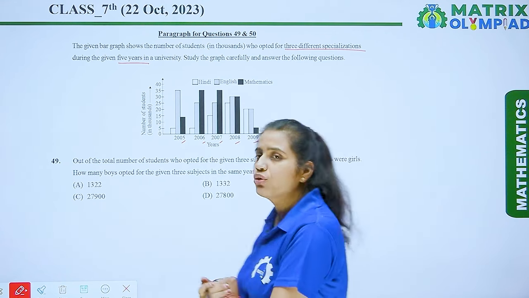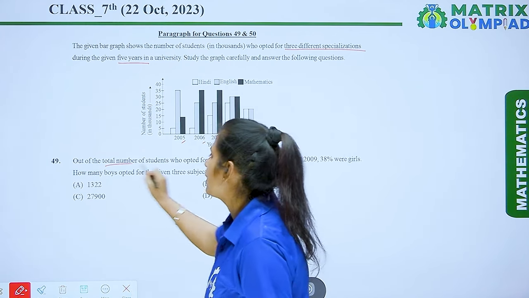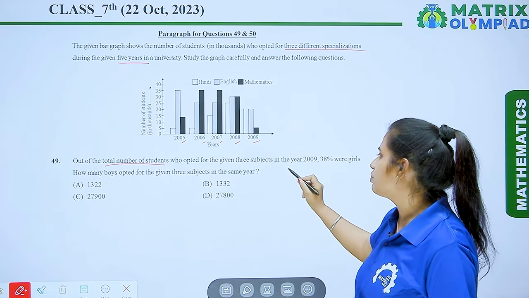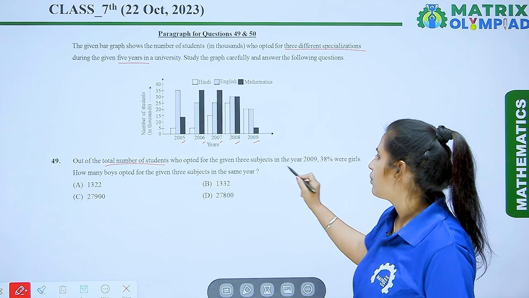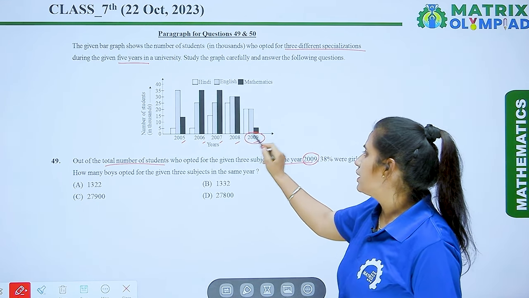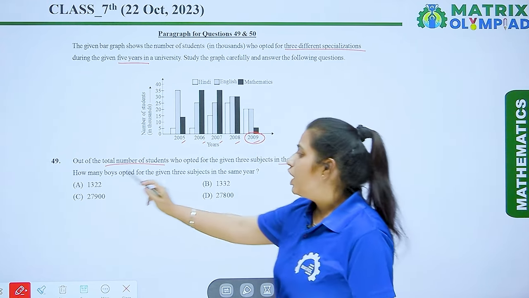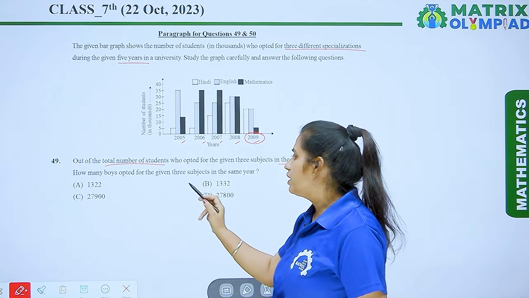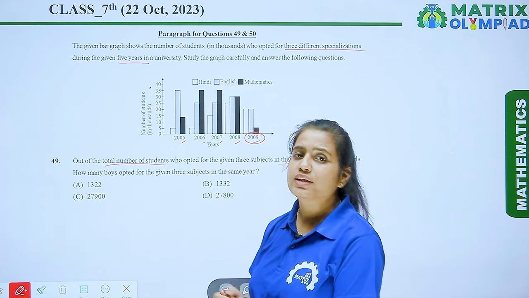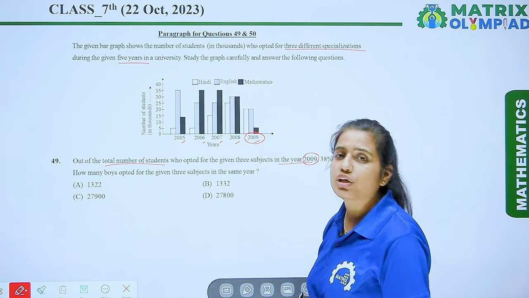So here the 49th question is: out of the total number of students who opted for the given three subjects in the year 2009, so we have to use the data of 2009 here. In 2009, we have 38% girls. How many boys opted for the given three subjects in the same year? So, we have to find out the total number of boys who opted for these three subjects in 2009.